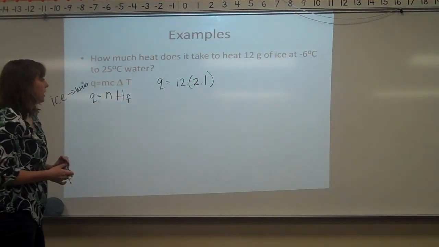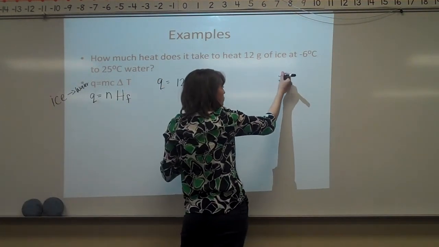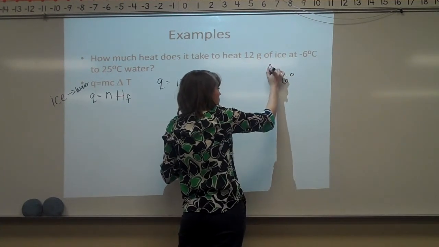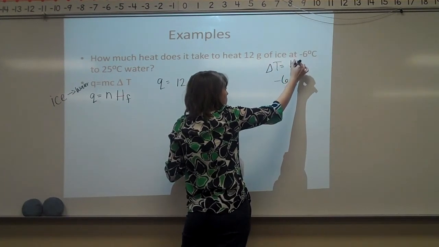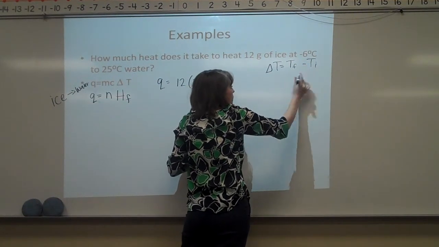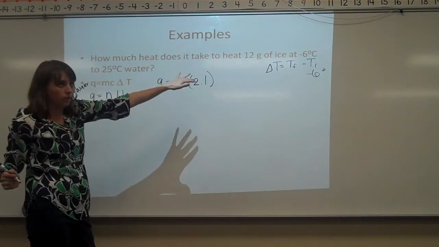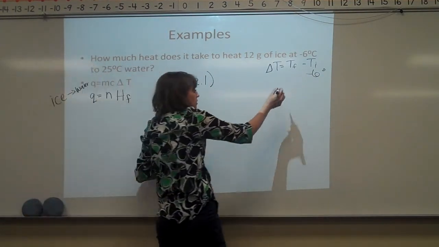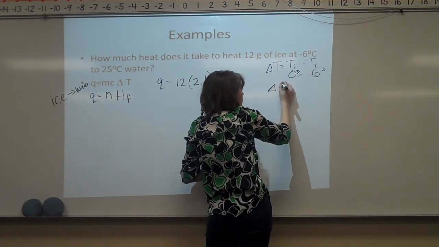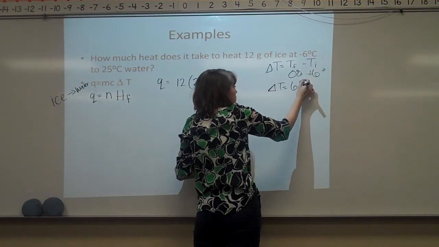Now we have that times our specific heat times our change of temperature. Our initial temperature is -6 degrees. So delta T equals temperature final minus temperature initial. To change from a solid to a liquid, you have to be at 0 degrees Celsius, so we subtract the -6 from 0. Really, our delta T is equal to 6, because a negative minus a negative equals a positive. So we're going to change 6 degrees.